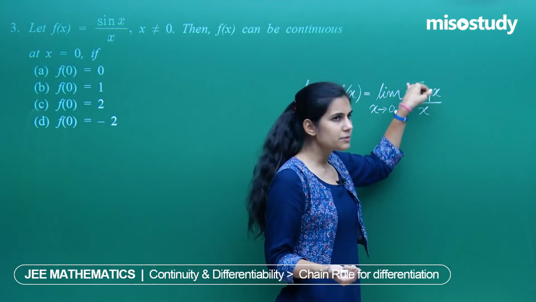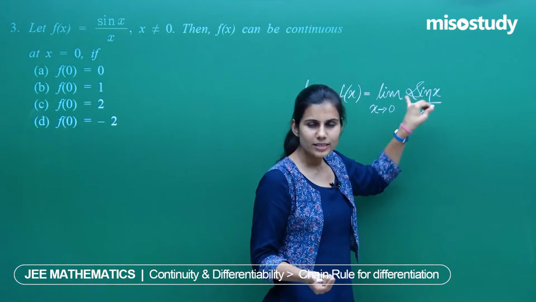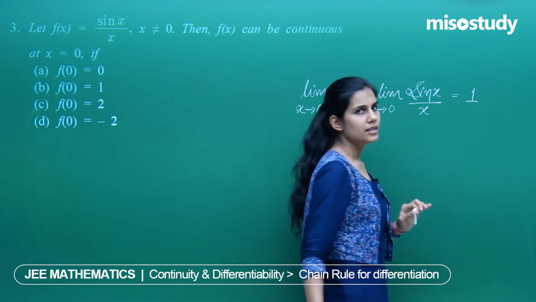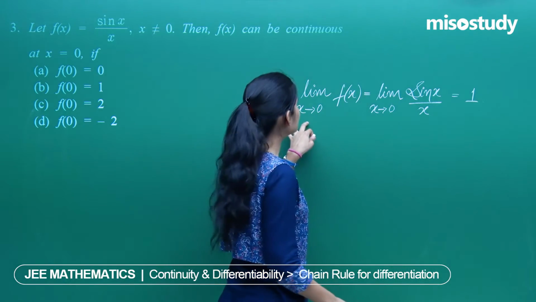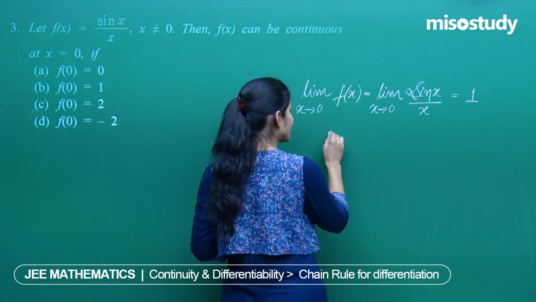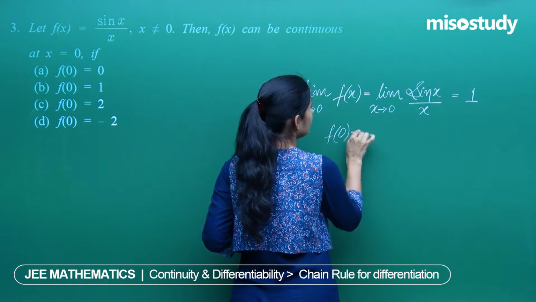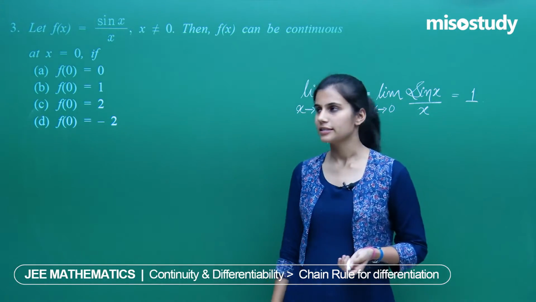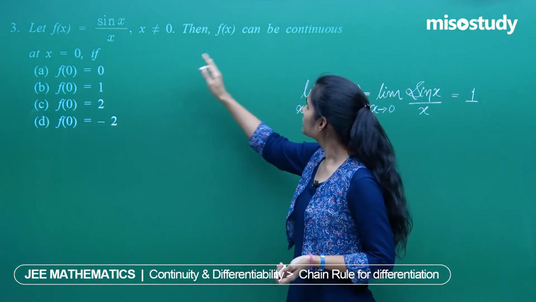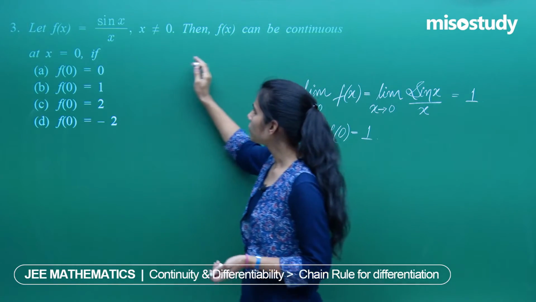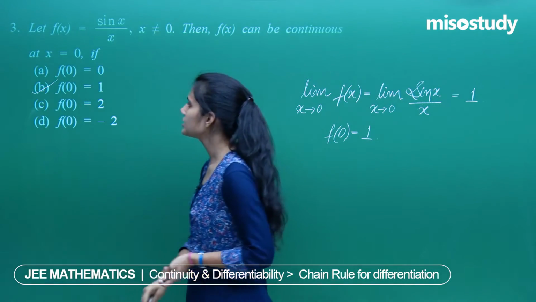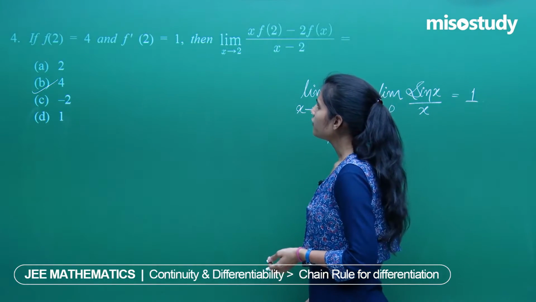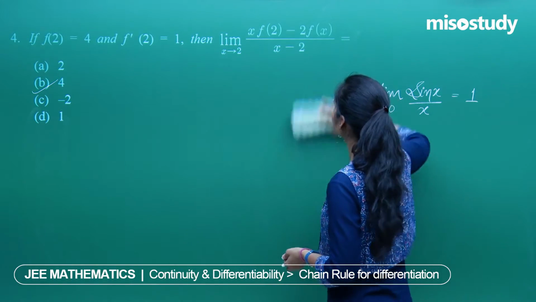So sin x approximately becomes equal to x. So x upon x gives you 1, and this is how this limit is equal to 1. So limit x tends to 0, f of x is 1. You should actually define f of 0 to be 1 if you want your function to become continuous at x equals 0. So for f of x to be continuous at x equals 0, f of 0 should be defined as 1. Clear?